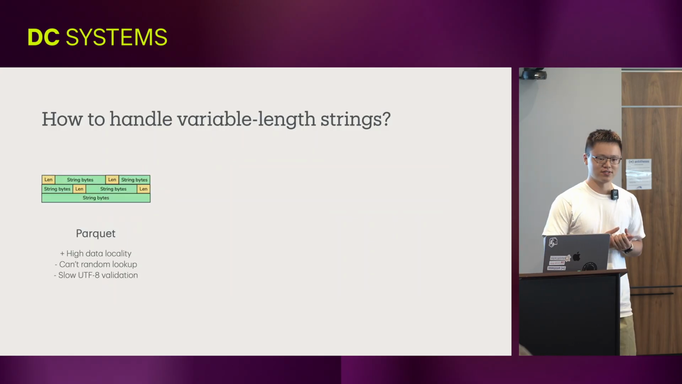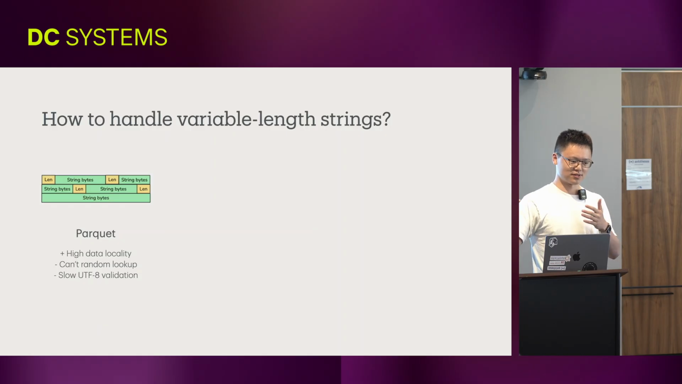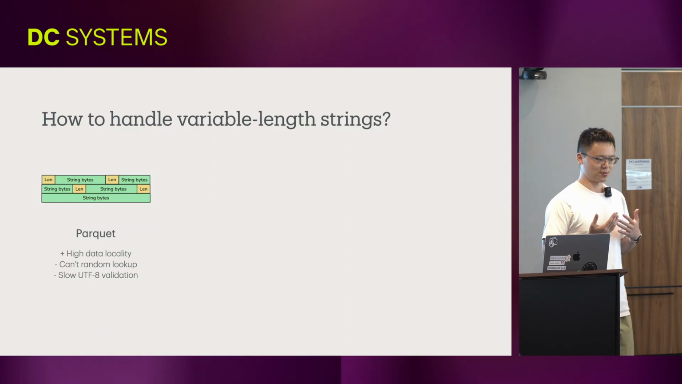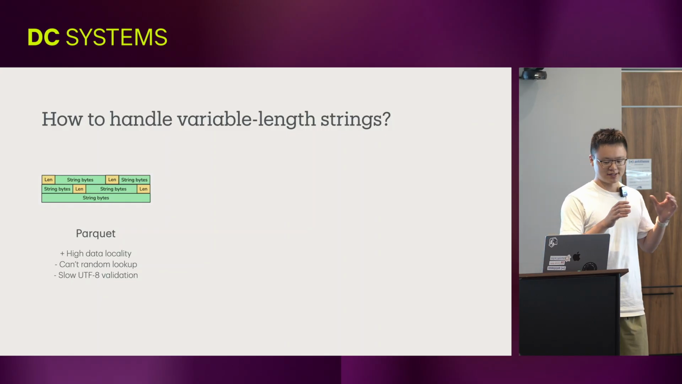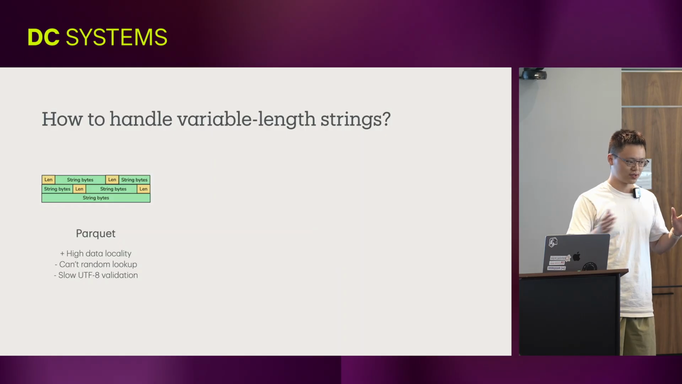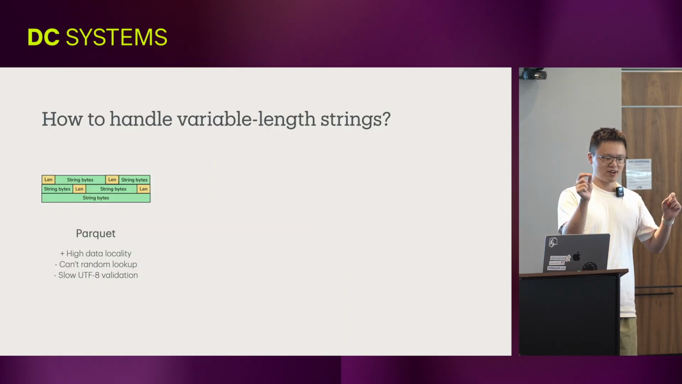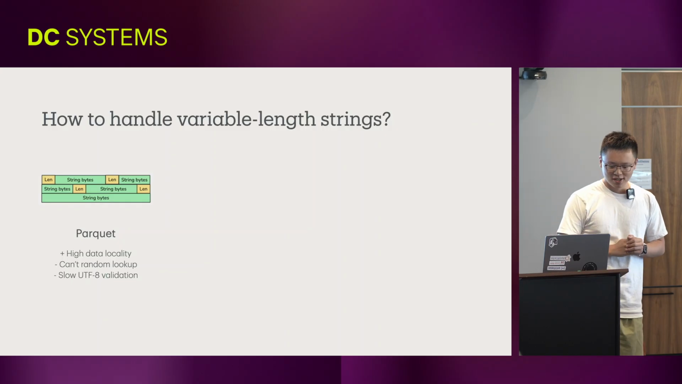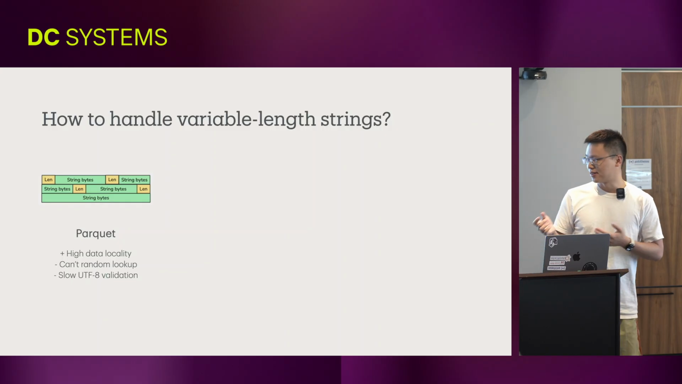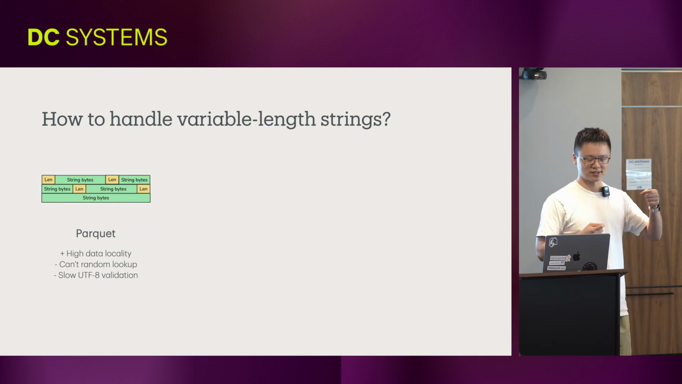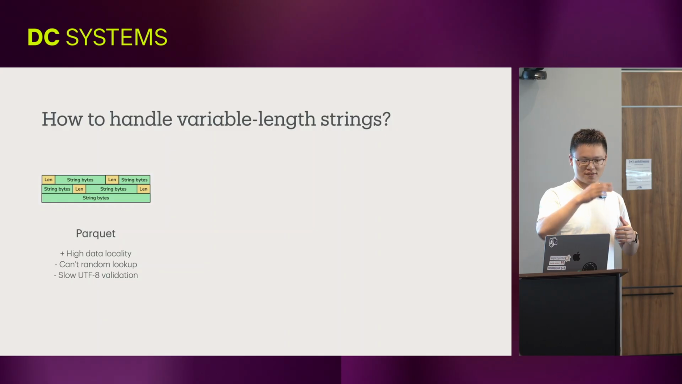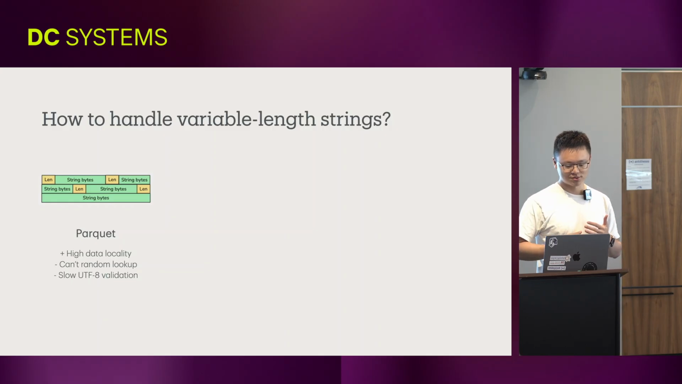The first approach is very simple. We just keep a string length followed by the string bytes, and we just repeat this. This is actually what Parquet does. The advantage of this approach is that it has very high data locality, because when you scan the entire string data, you never have to jump between different memory buffers. But the problem with this approach is that it cannot do a random lookup. Let's say you want to look at the 100th string in the array, you have to scan through the first 100 strings to get there.